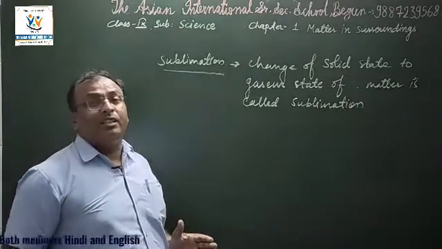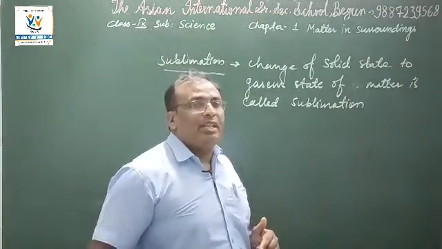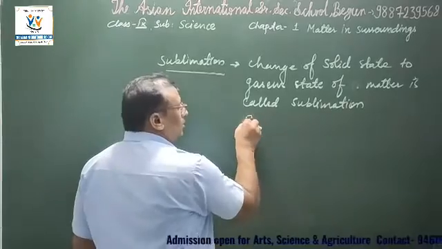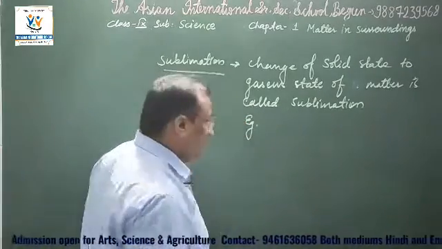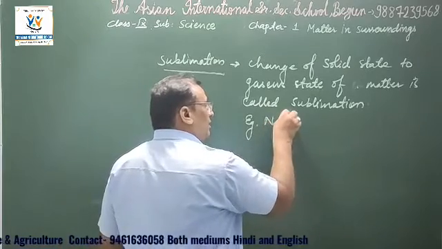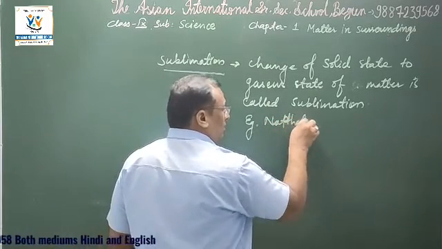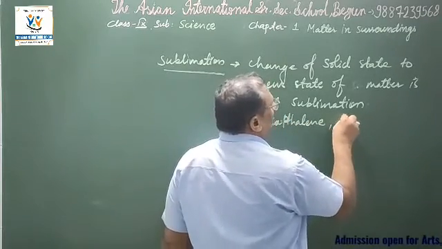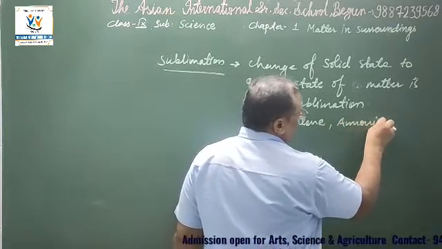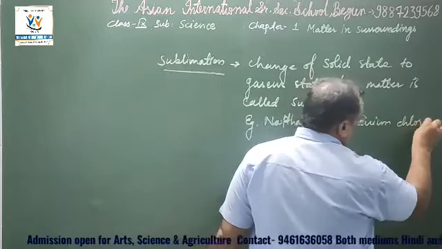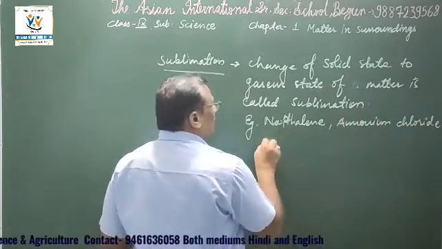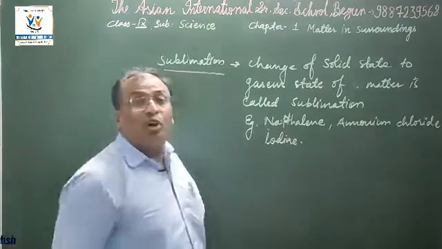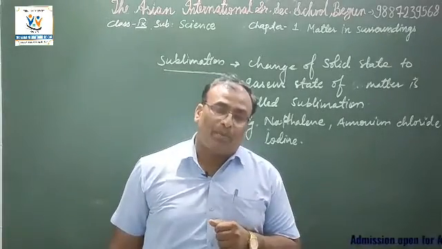Some substances which show this type of property are called sublimative substances. Examples of such sublimative substances: naphthalene, ammonium chloride, iodine. These are some of the substances which show this type of property.